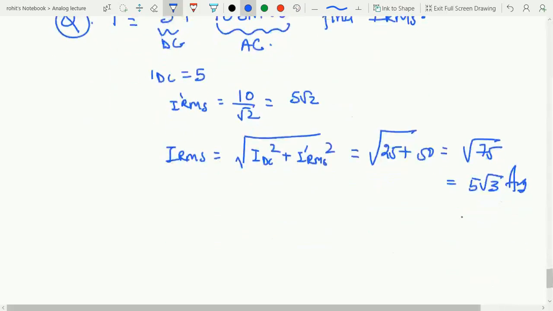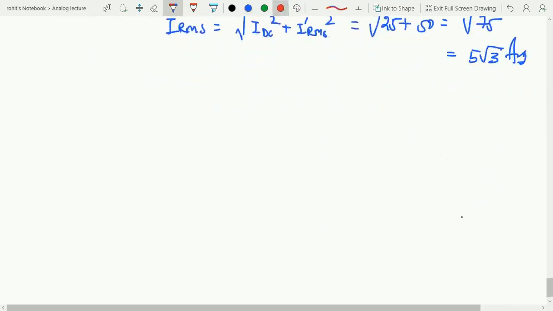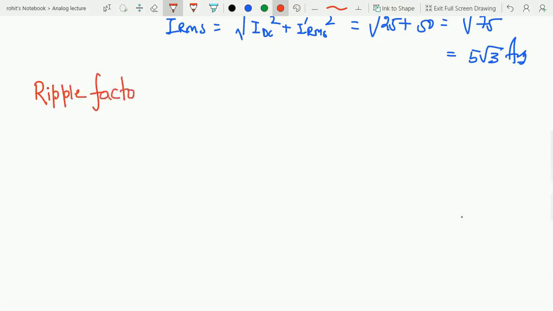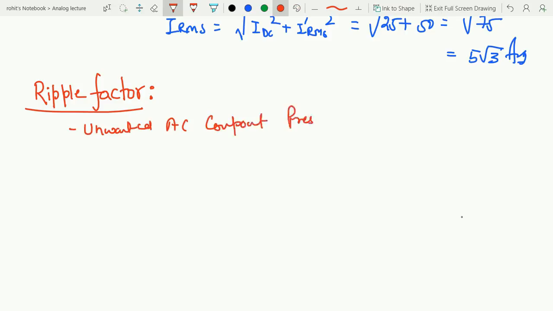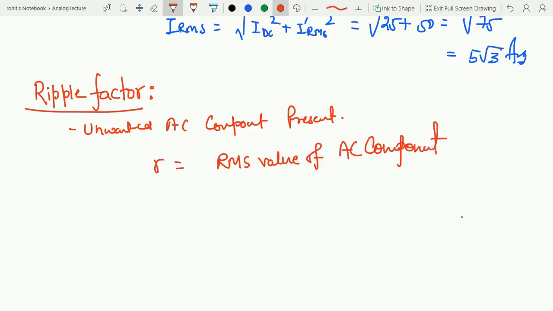Now we will study ripple factor. So what is ripple factor? The unwanted AC component present is known as ripple. So mathematically we can say that r is the RMS value of the AC component upon the DC component.